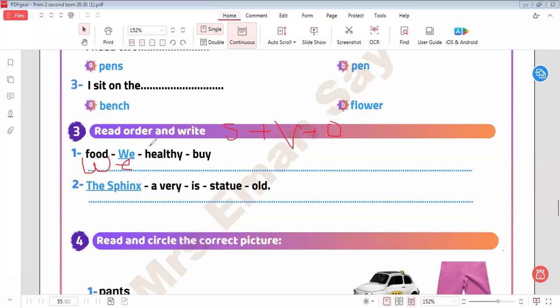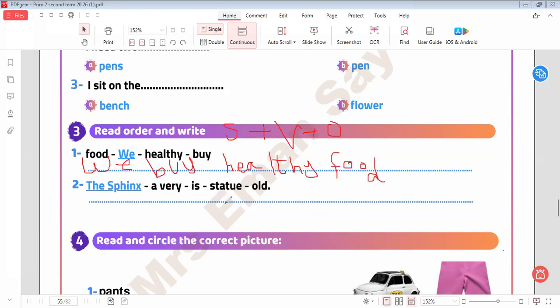Okay. So here's called the subject. Subject can be pronoun or noun. So here we have a pronoun. Where is the verb? Buy. We buy healthy food. We buy here healthy food. We buy healthy food. Okay.